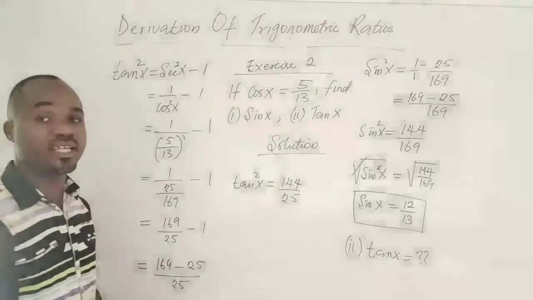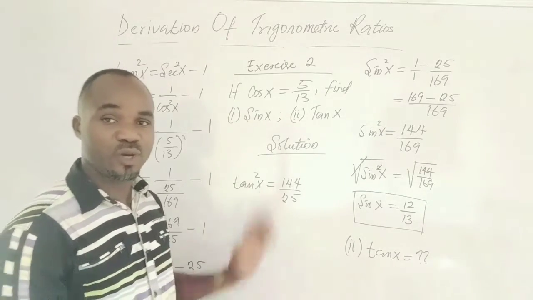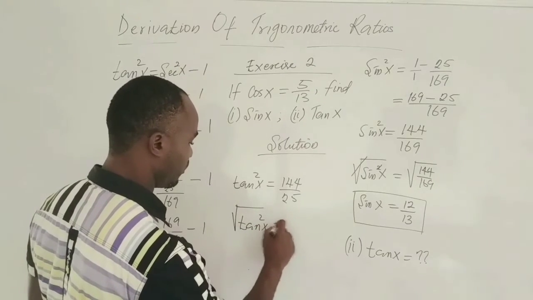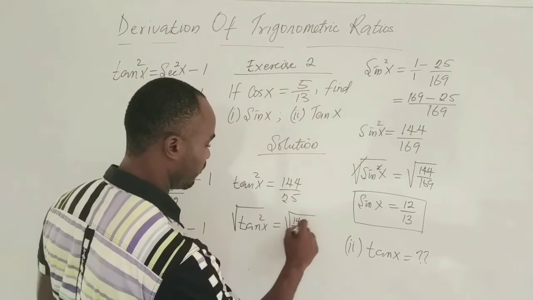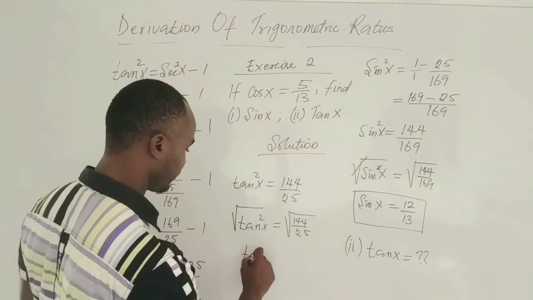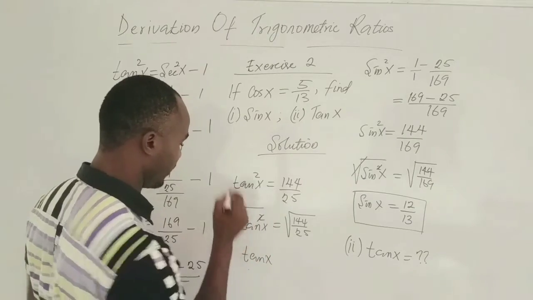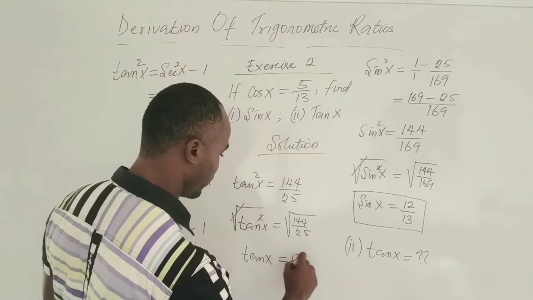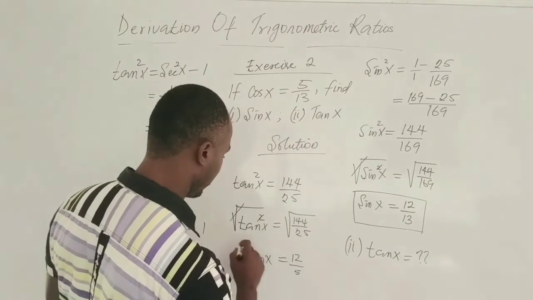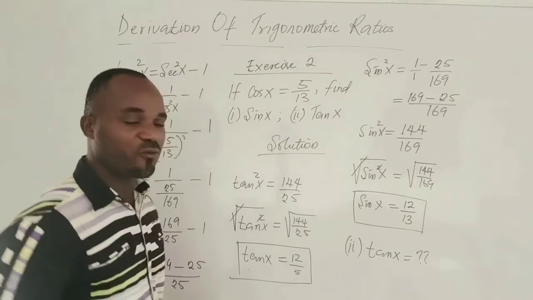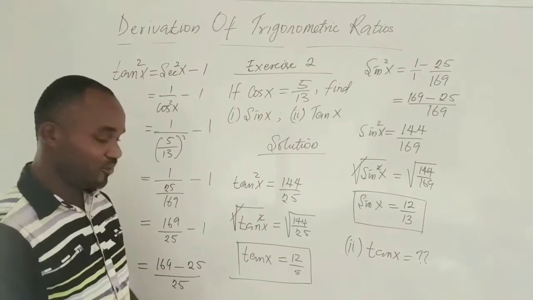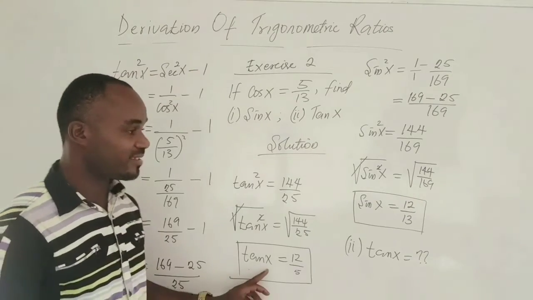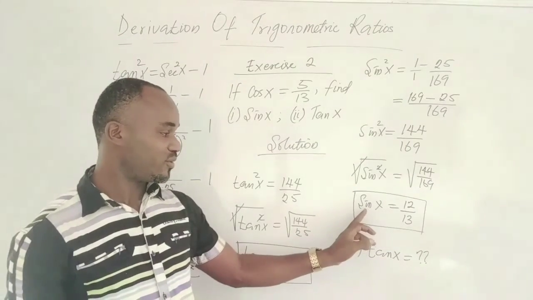Once again, we find the square root of both sides. And we have root tan x squared is equal to the square root of 144 over 25. And this will give tan x, because this will take care of this. Then the next one is root 144 is 12, root 25 is just 5. Once again, we have found the solution to tan x, and that is it. The solution to tan x is this.